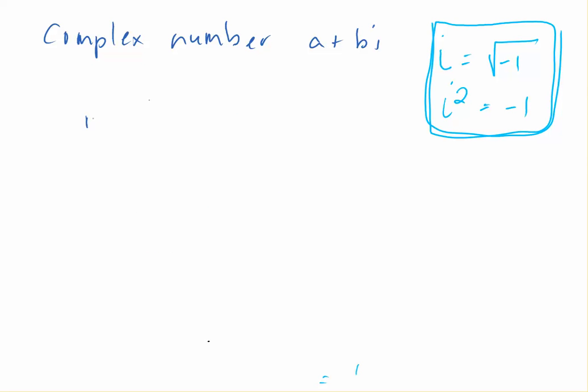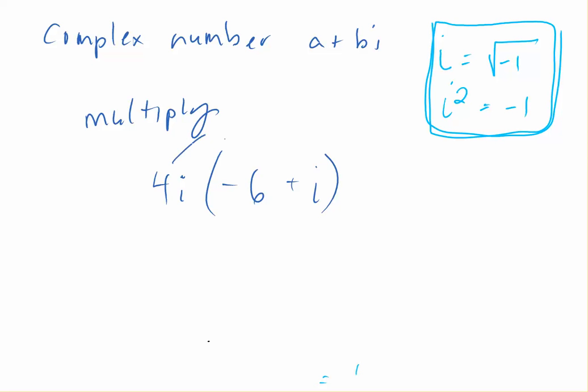Sometimes we're going to multiply them together, so I'll show you how to do that. Let's say we have 4i times negative 6 plus i. We're going to distribute in, just like you would expect. We get negative 24i plus 4i squared.